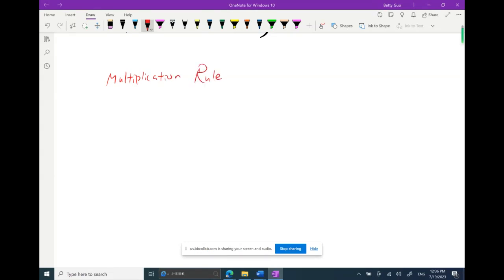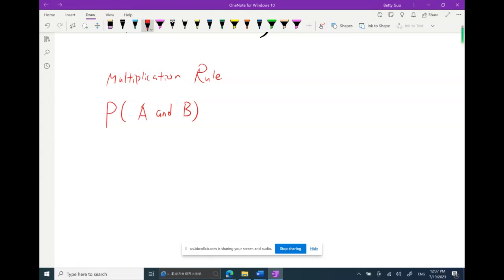The multiplication rule has two formulas as well, and we are going to apply the multiplication rule to compute the probability of A and B. So that's the task of this section, all right? We have two formulas to select from whenever we need to find the probability of A and B.